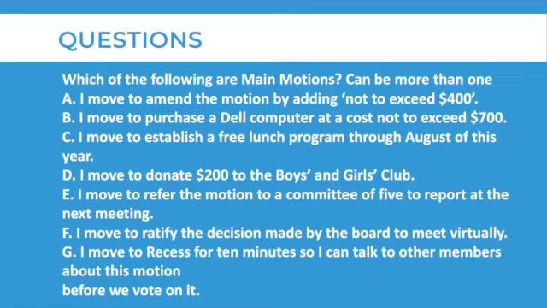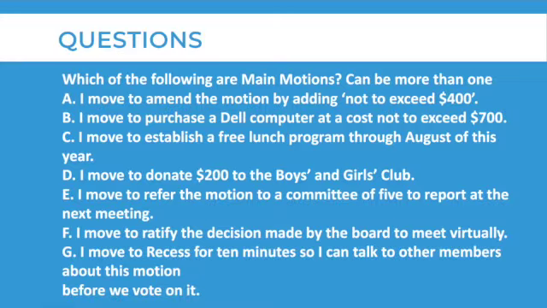Which of the following are main motions? We're talking about main motions. They're original motions, and it can be more than one. A says, I move to amend the motion by adding not to exceed 400. B, I move to purchase a Dell computer at a cost not to exceed 700. C, I move to establish a free lunch program through August of this year. D, I move to donate 200 to the Boys and Girls Club.